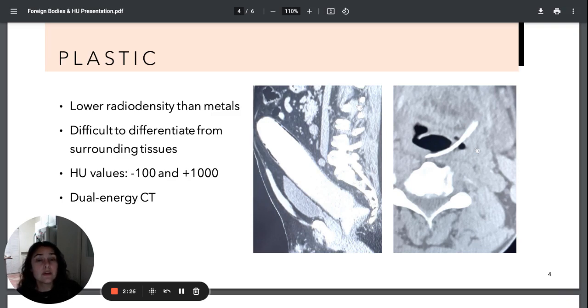It is important to know that plastic foreign bodies have the same radiodensities as the surrounding tissues. So, the clinical physician can optimize a complete patient history and apply it to radiological studies. Hounsfield units should be used along with clinical evaluation to diagnose plastic foreign bodies.